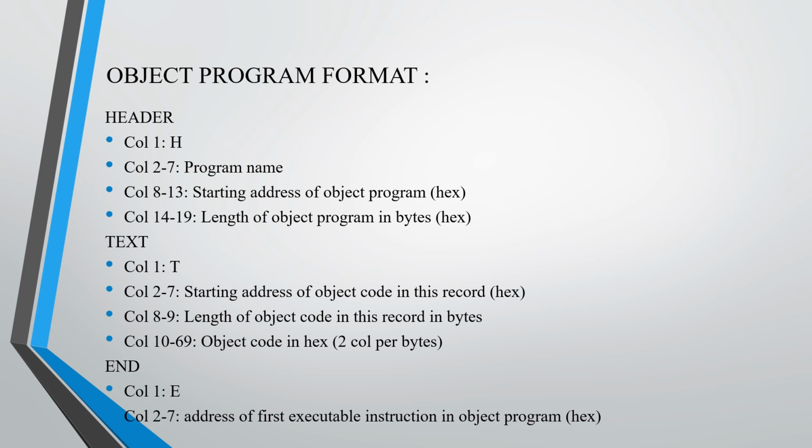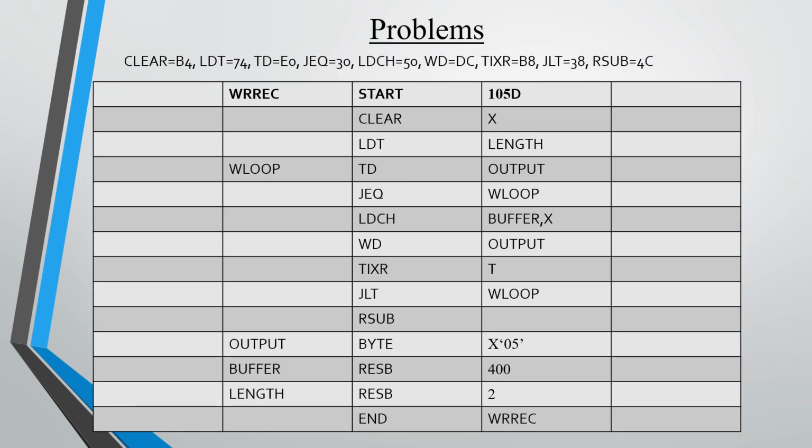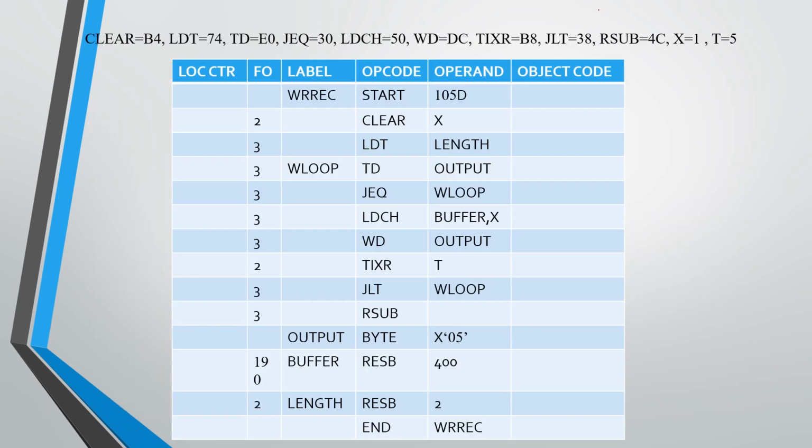So this is the object program format. It consists of header, text and end. So this is the problem. Here we have the label field, this is the opcode field, and this is the operand field. Here we are going to write the location counter, and here we have to find the object code. The format is already given: if it contains a register, then it is format 2; if it doesn't have a register, it is format 3.